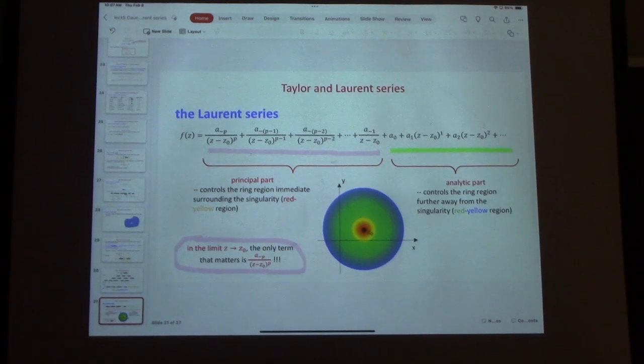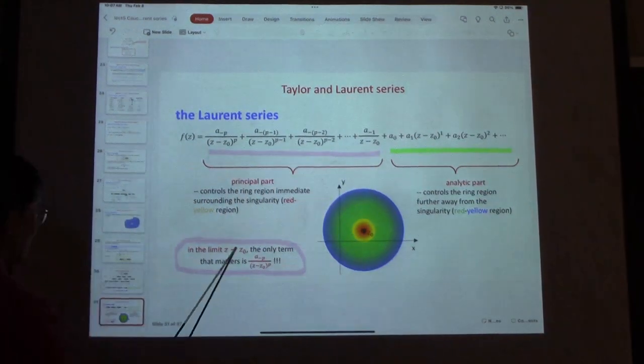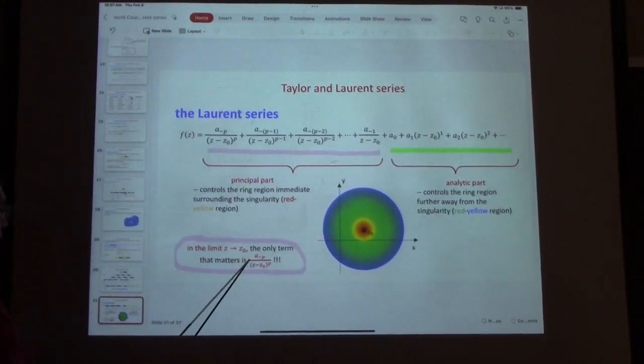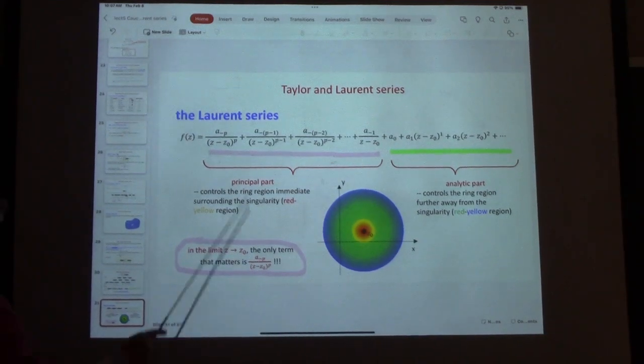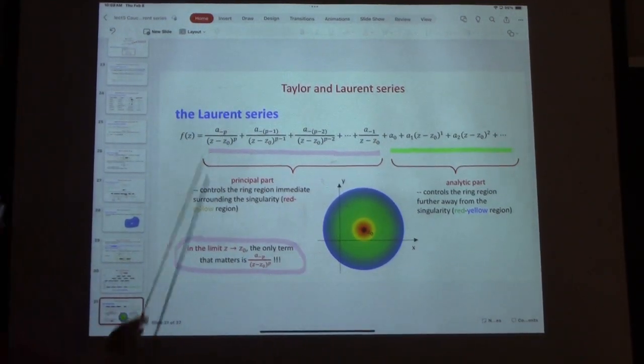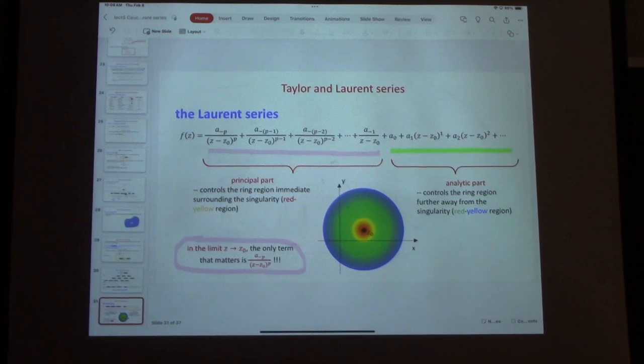Okay? I think this is a very beautiful way to understand the behavior of analytic functions and poles. Okay? In the limit, when this tends to that, only this term matters, because that's the highest order pole. The rest is insignificant. Okay?